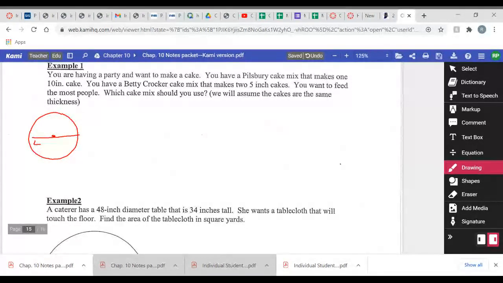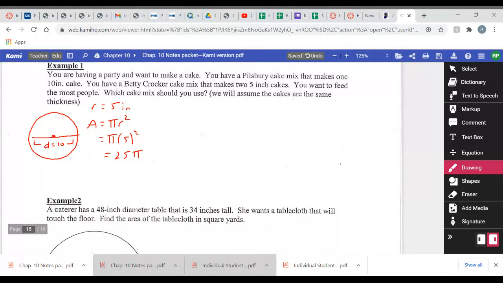And we are saying that the diameter is 10. Okay, so if we find the area of that, we know we're going to use the pi r squared formula. And if the diameter is 10, we know in this case the radius is 5 inches. So if I plug 5 in, I've got pi times 5 squared, which gives me 25 pi.